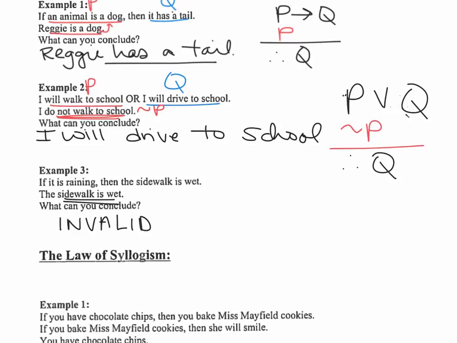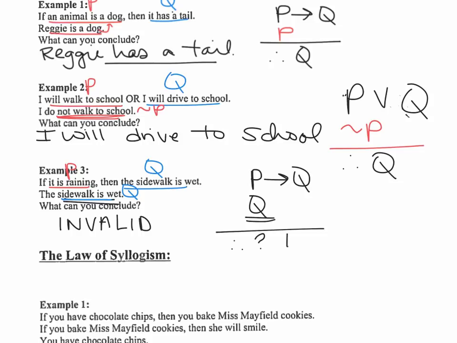Let's look at the symbols so I can show you why it's invalid. It is raining gets a P. The sidewalk is wet gets a Q. The sidewalk is wet, which is Q. So I have P arrow Q. Now I have Q. Since I'm at Q, can I assume P? No, because the arrow doesn't go that way. So therefore, question mark, it's invalid. Okay? So that's how that law of logic works.